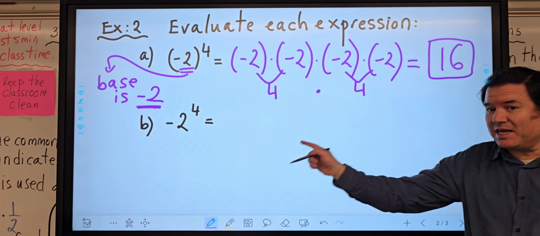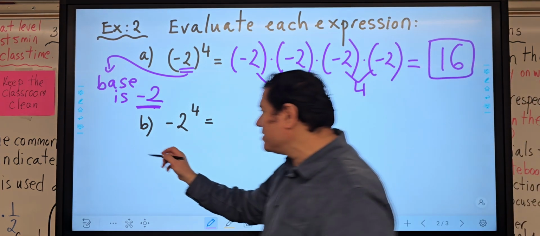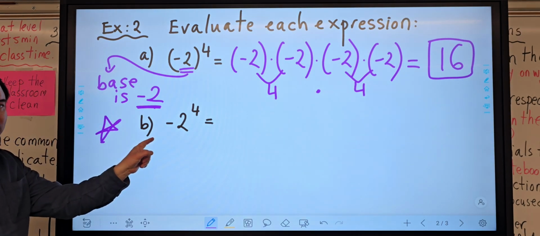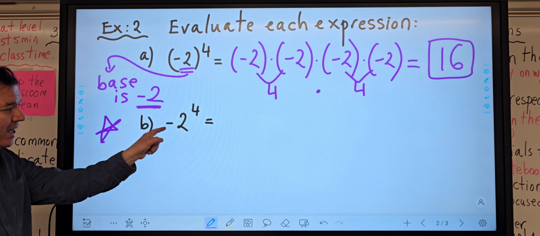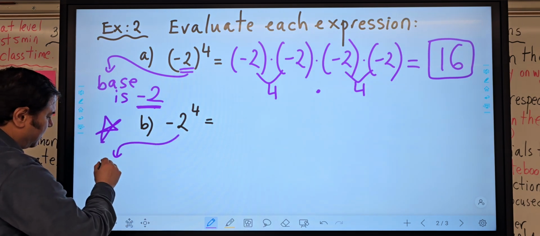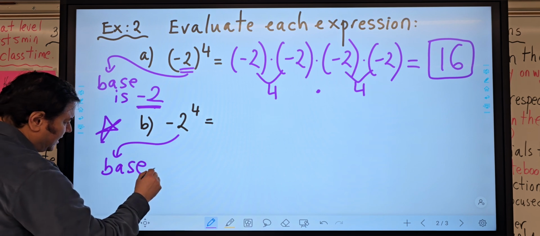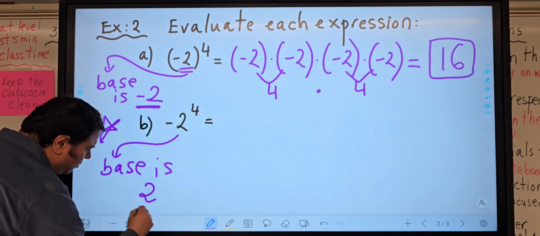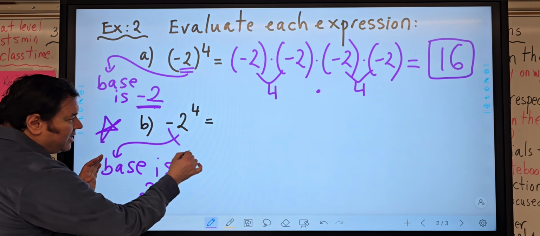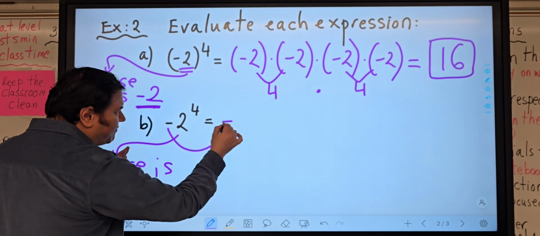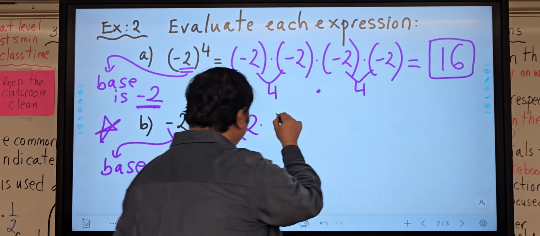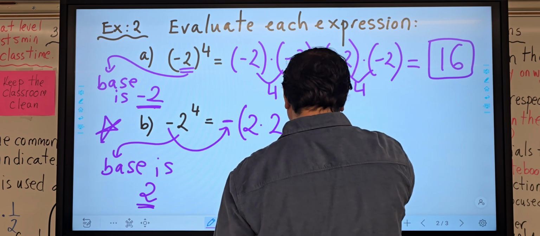Now let's take a look at the second example. And I want you guys to put a star by this problem. Please put a star by this problem, because when we have a negative with no parenthesis and then a base, it means that our base is 2. So in this case, the base is 2, not -2, just 2, which means negative is going to stay in our answer. So we have negative, and now we have to multiply 2 4 times. 2 times 2 times 2 and times 2.